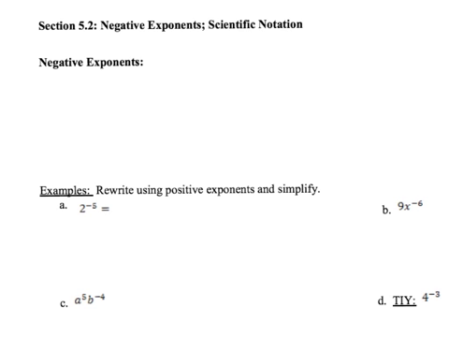The next section that we're covering is section 5.2, and it's called Negative Exponents and Scientific Notation. In the previous section, we reviewed what exponents are, and we looked at a bunch of rules of exponents. We're going to give you one rule today, and it all deals with negative exponents. Whenever we have negative exponents, we're going to use what is called the reciprocal rule.